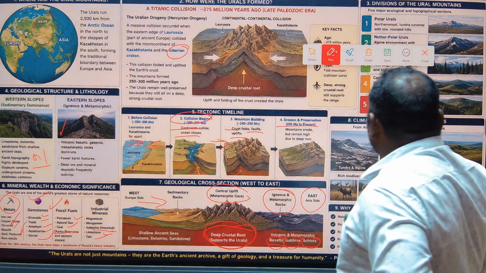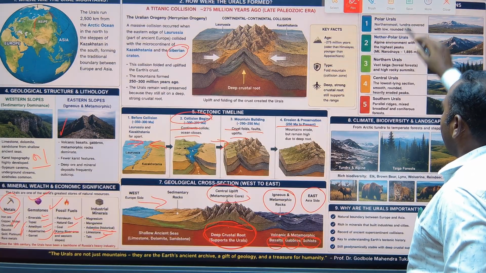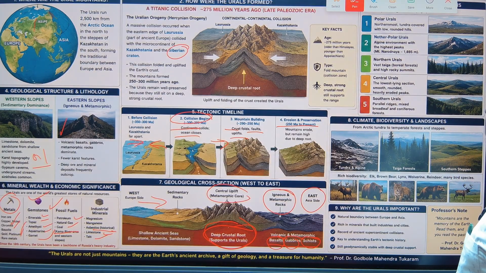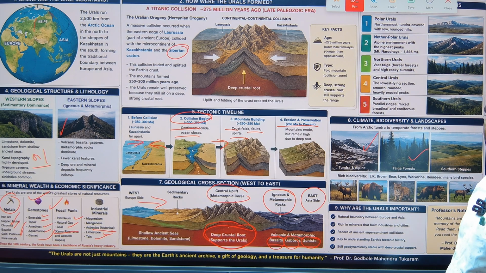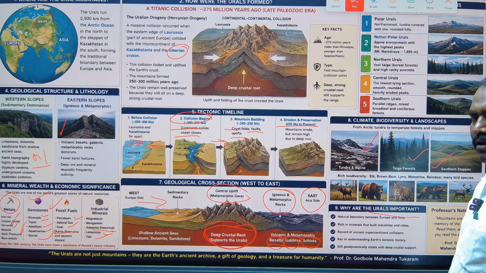While talking about the last portion, that is the climate and biodiversity of the Ural mountain. The tundra and alpine regions exist along the Ural mountains. Taiga forest is also known for its beauty, and the southern steppe, which also has segregated or eroded mounts. Why, for us, is the Ural very important?